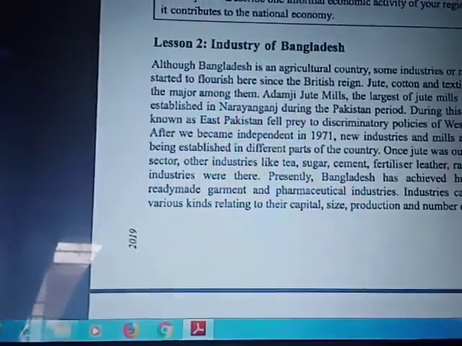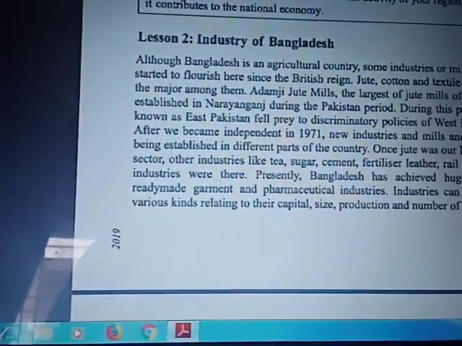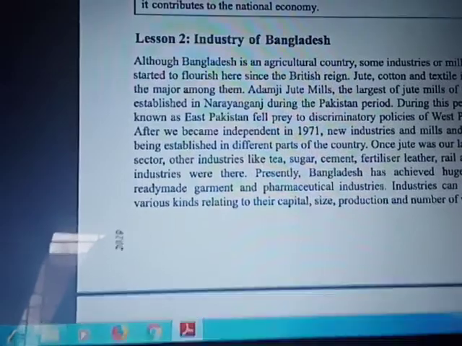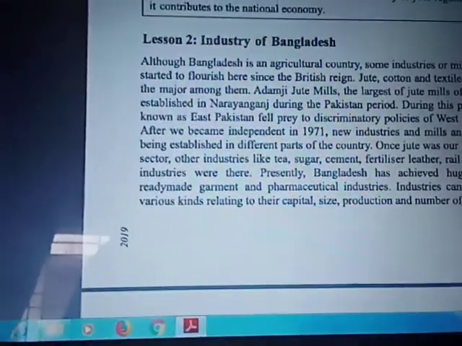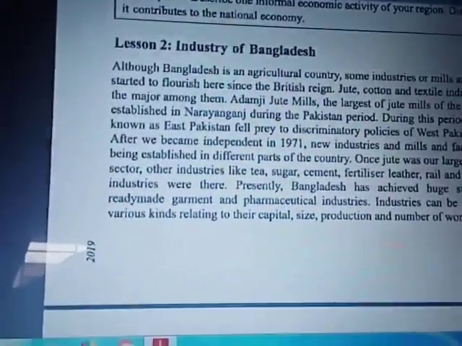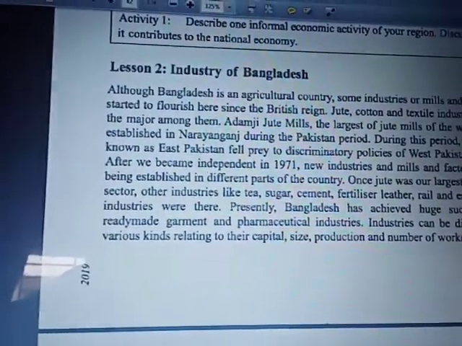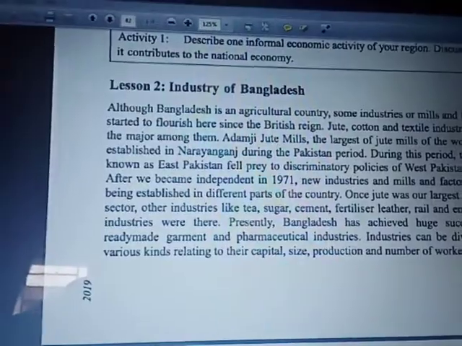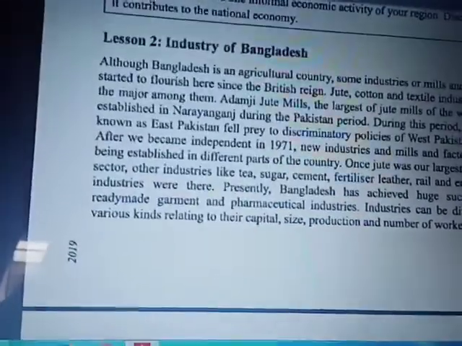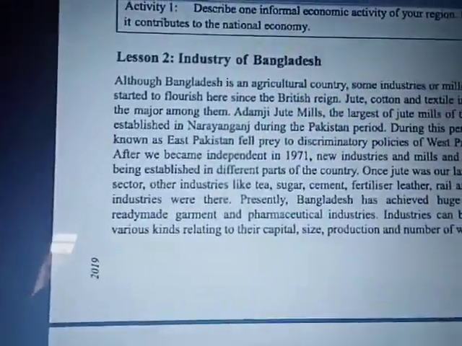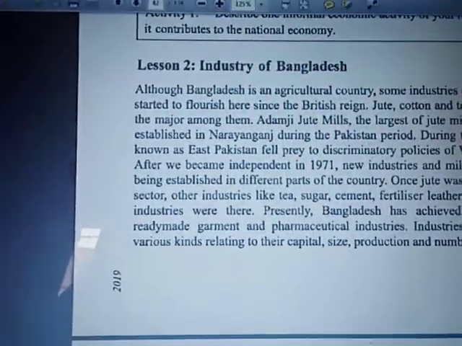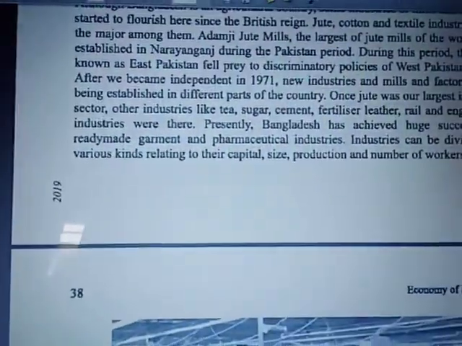But jute was our largest industrial sector, and other industries like tea, sugar, cement, fertilizer, leather, rail, and engineering industries were there. Presently, Bangladesh has achieved huge success with ready-made garment and pharmaceutical industries. Industries can be divided into various kinds relating to their capital, size, production, and number of workers, etc.